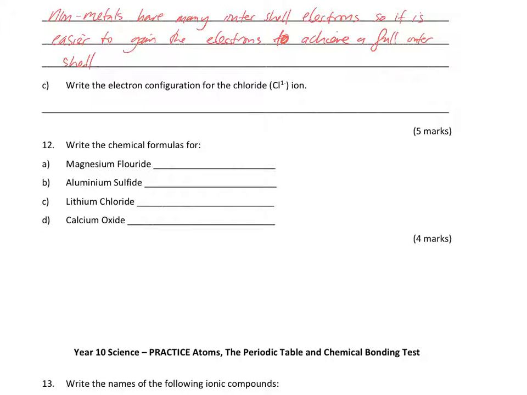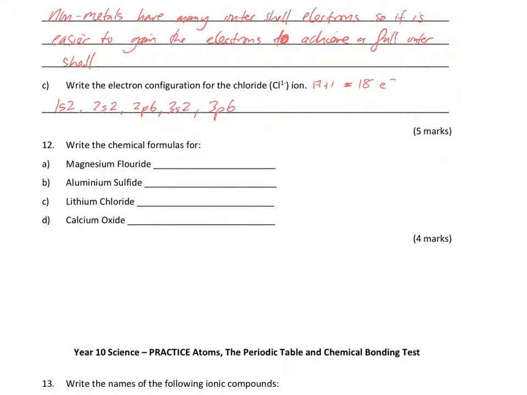Write the electron configuration for the chloride ion. So chlorine, where's my periodic table? Chlorine has 17 electrons normally, but it's a 1 minus ion, so it's going to have 1 more electron than normal. It's going to have 18 electrons. Electron configuration: 1s2, 2s2, 2p6, we're up to 10, 3s2, 3p. Normally it would be 5 because chlorine is 17, but it's got 1 more electron, so it's going to be 3p6.